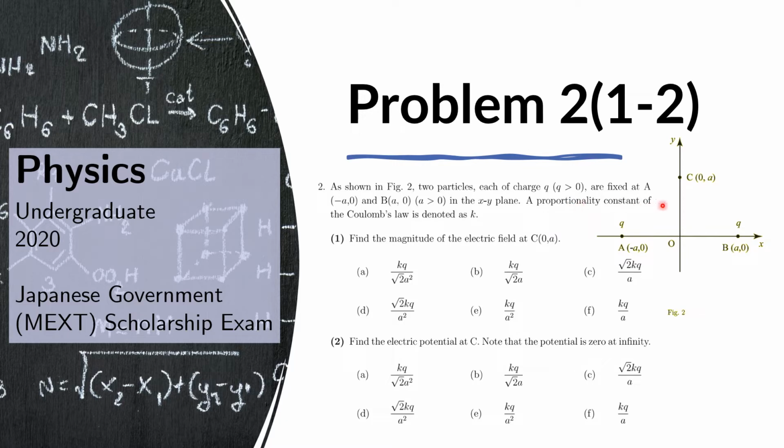A proportionality constant of Coulomb's law is denoted as k. Now we need to find the magnitude of the electric field at C. And we also need to find the electric potential at C, taking note that the potential is zero at infinity.